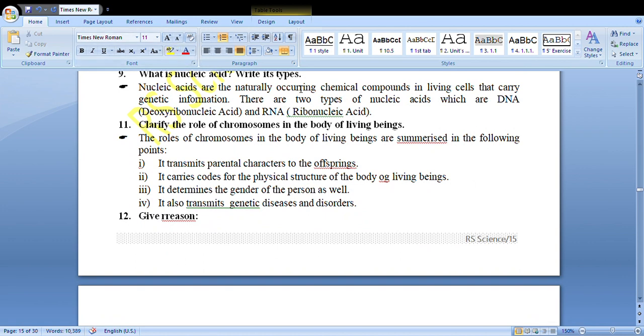What is nucleic acid? Write its types. Nucleic acids are naturally occurring chemical compounds in living cells that carry genetic information. There are two types of nucleic acid, namely DNA and RNA.